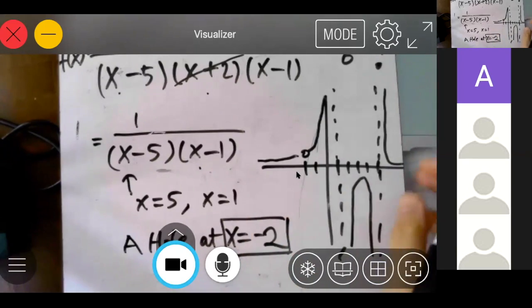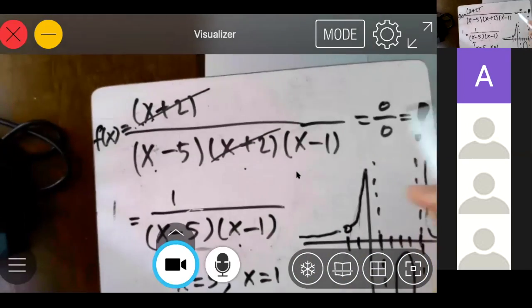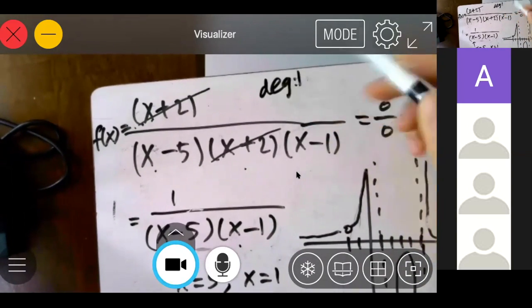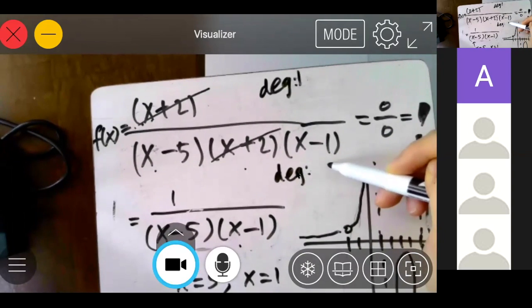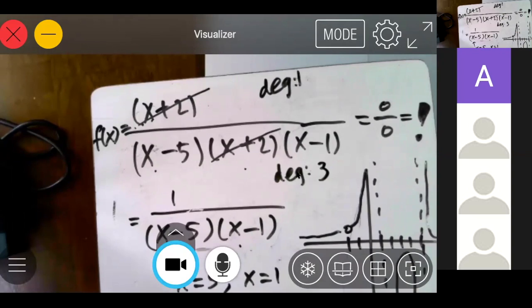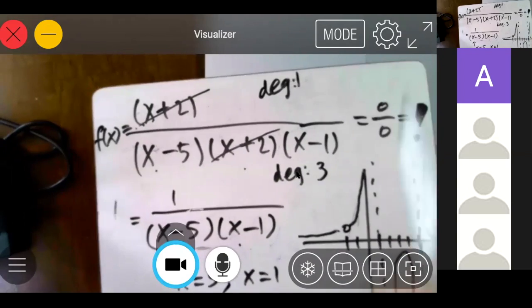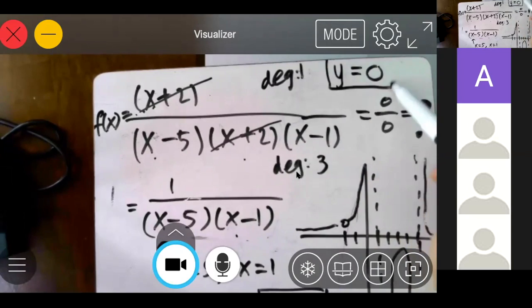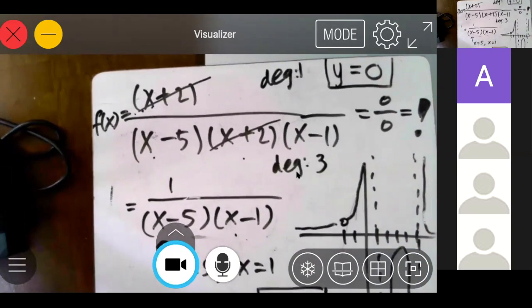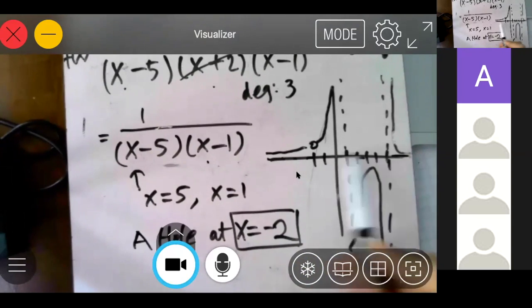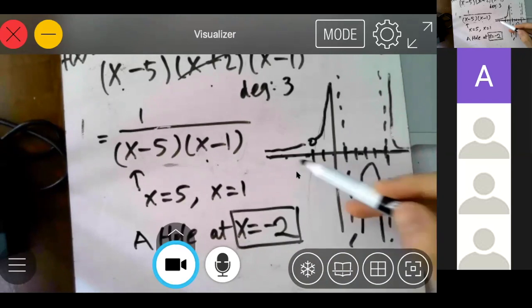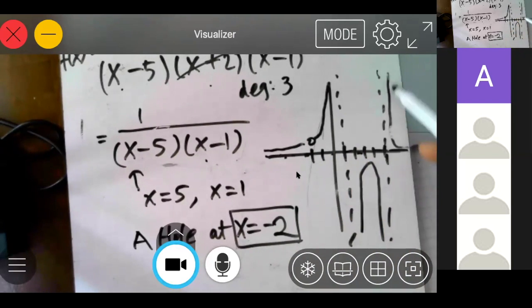So here in this case, what's the degree of my numerator? 1. And my degree for the denominator is 3. Cubic. So my degree for the denominator is greater than my degree of the numerator. That automatically gives me my horizontal asymptote at y equals 0. Which is why there are all these function branches that approach the horizontal asymptote, but never touch it.